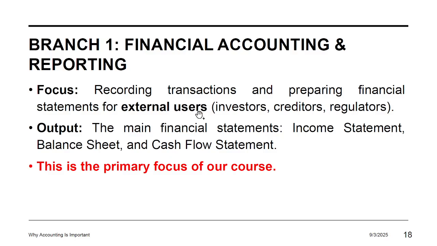The main output of financial accounting and reporting is the income statement, the balance sheet, and the cash flow statement. We call them the financial statements. And I have to remind you that this is the primary focus of our course, right? So we focus on the first branch, financial accounting and reporting.